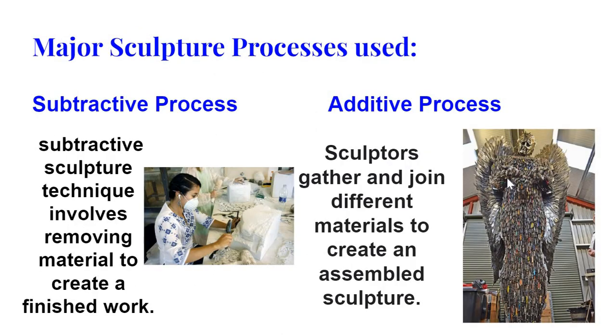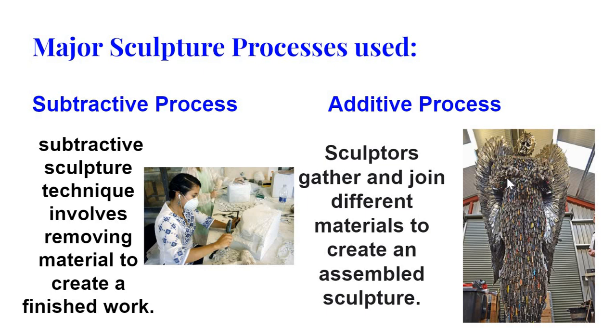Now in the processes used in major sculpture, we have two operations: the subtractive and the additive. Subtractive is a technique wherein we remove a certain material in order to create a finished work. Say for example, we are given a block of wood and we are going to form a hand out of it. In order to create a hand from that block, you are going to remove some material from the wood in order to form a meticulous hand. So you are going to subtract. That's why it is called the subtractive process.